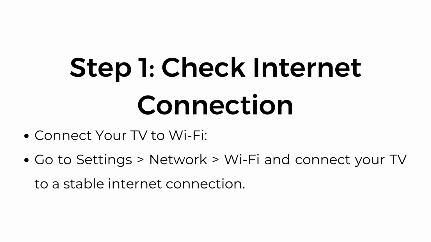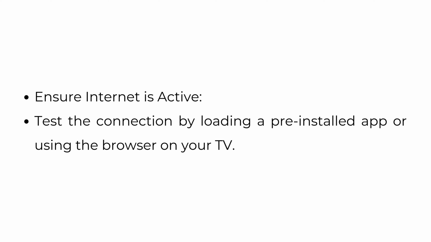Step 1. Check internet connection. Connect your TV to Wi-Fi. Go to Settings, Network, Wi-Fi and connect your TV to a stable internet connection. Ensure internet is active. Test the connection by loading a pre-installed app or using the browser on your TV.